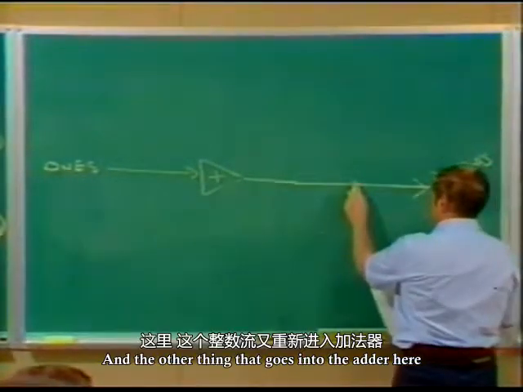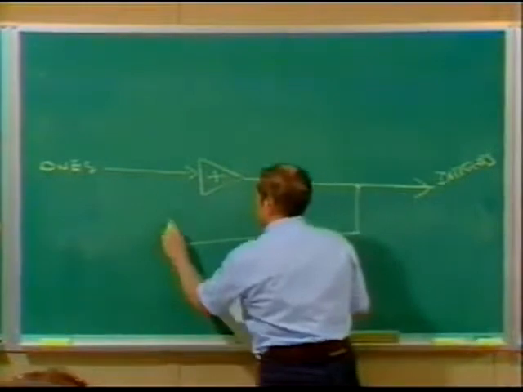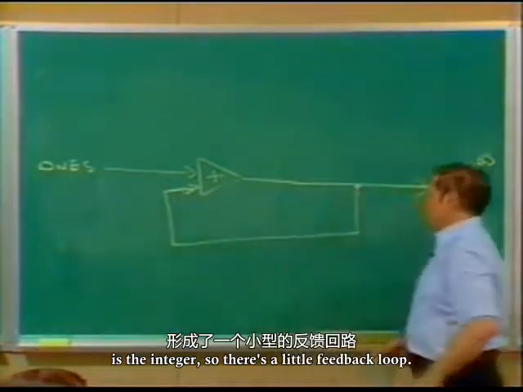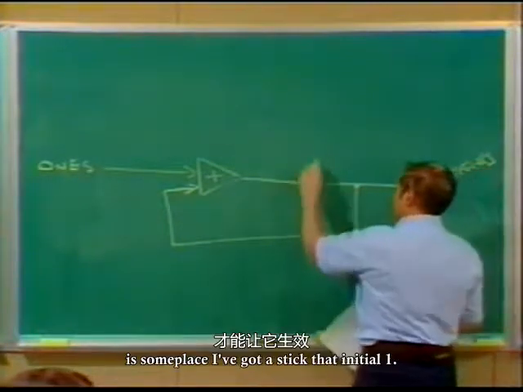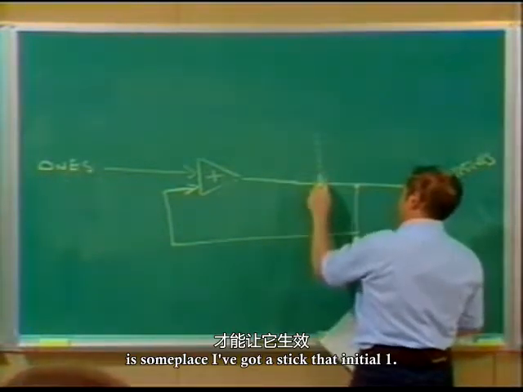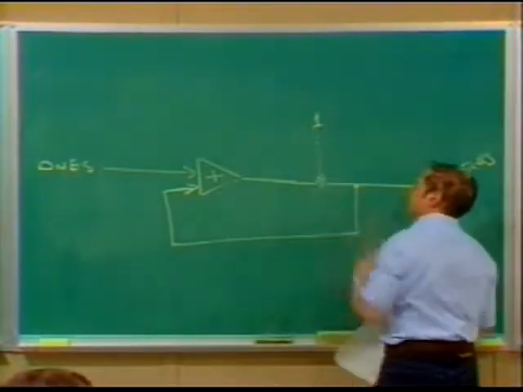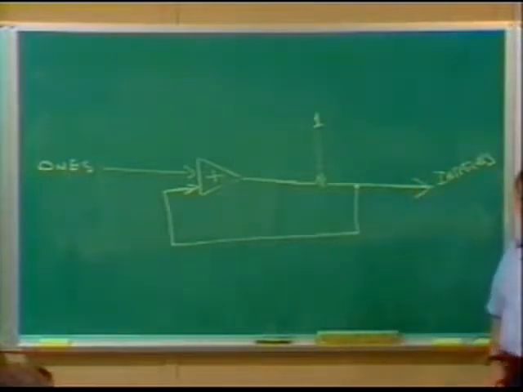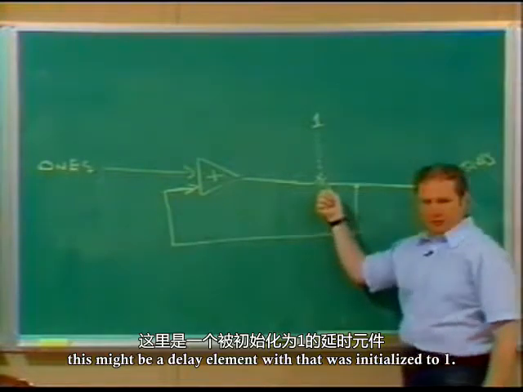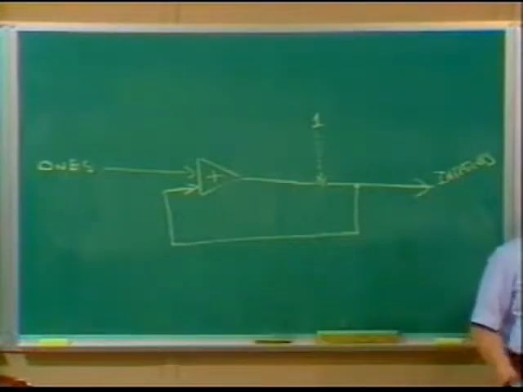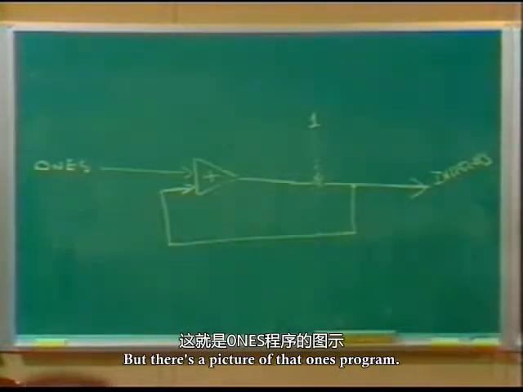And the other thing that goes into the adder here is the integer. So there's a little feedback loop. And all I need to start it off is someplace I've got to stick that initial 1. Right. In a real signal processing thing, this might be a delay element that was initialized to 1. But there's a picture of that ones program.